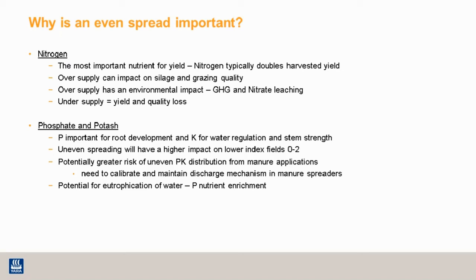be significant. We find that nitrogen trials will typically double the harvested yield, but we know an oversupply can impact on silage and grazing quality and have a negative environmental impact in terms of greenhouse gas emissions or nitrate leaching. Also, undersupply clearly can have impacts on yield and quality as well. So getting the right amount on the crop evenly is clearly important.